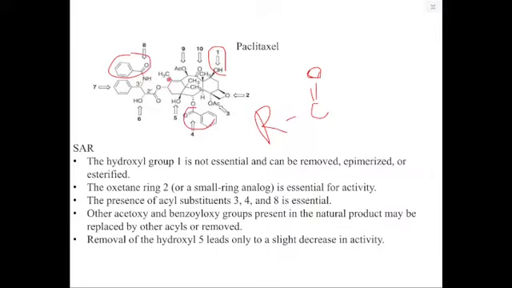That one we have not mentioned. Those are necessary for activity. Other acetoxyl and benzyloxyl groups present in the natural product can be replaced. The only ones that are important are those in position 3, position 4, and position 8. If you have any other similar substituent, meaning an acyl group and an oxygen, all the others apart from positions 3, 4, and 8 can be removed. They are not necessary for activity.